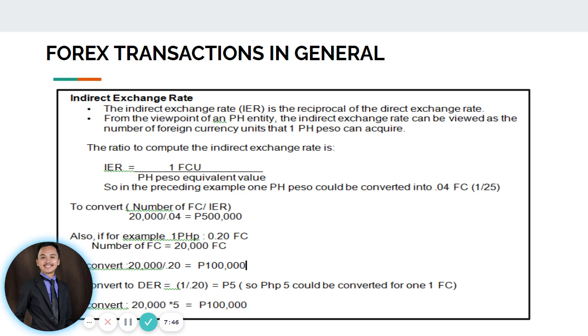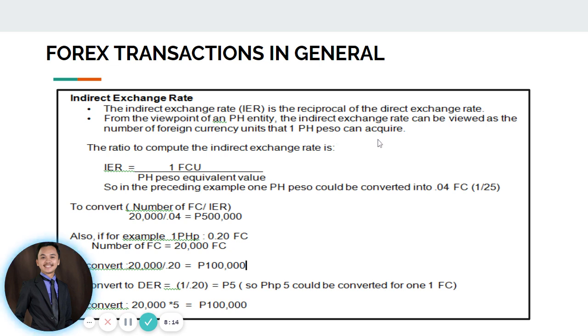Now, on the other hand, our second type of exchange rate is our indirect exchange rate. The indirect exchange rate is the exact opposite of your direct exchange rate. It is the reciprocal of your direct exchange rate. So, from the viewpoint of a Philippine entity, the indirect exchange rate can be viewed as the number of foreign currency units that 1 peso can acquire.